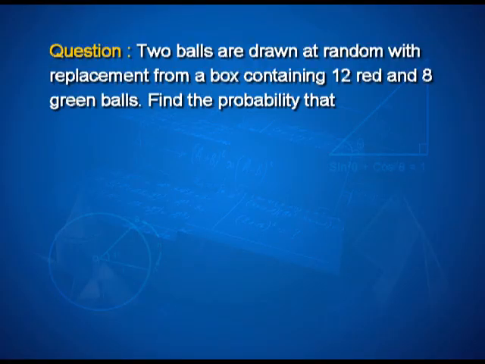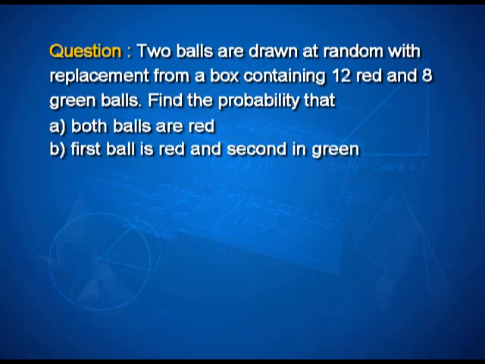Let us consider an application of what we just looked at. The problem states that 2 balls are drawn at random with replacement from a box containing 12 red and 8 green balls. Find the probability that both balls are red, and that the first ball is red and the second is green. The emphasis is on with replacement. You will understand why it has been put in bold for you.